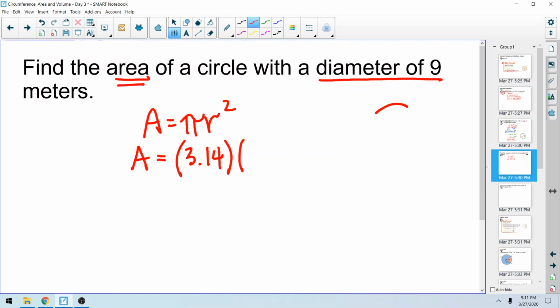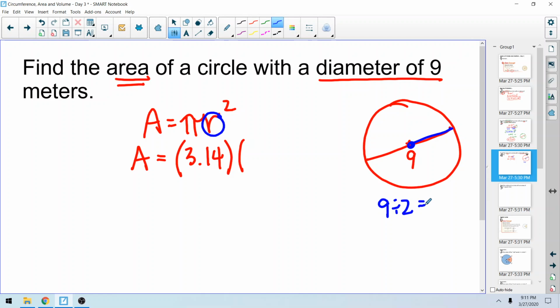So again, let's look at our circle. Diameter is the whole way across. I know the whole way across is 9. But in my formula, I need R, which is my radius. That's right there. So we have to take 9 and cut it in half. So 9 divided by 2 is 4.5. So for our radius, we're going to substitute in 4.5 squared. Okay, grab a calculator. 3.14 times 4.5 squared. Area equals 63.585.